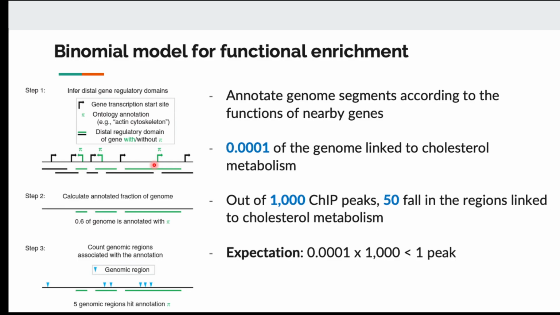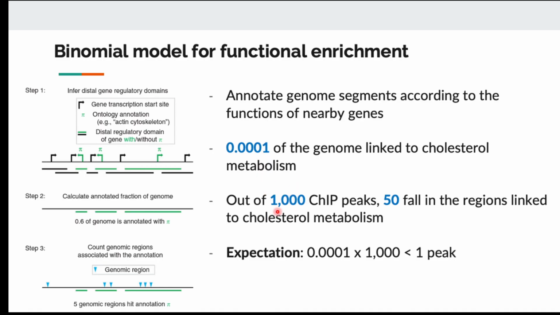So what we can calculate from this type of annotation, where we work backward from the gene, is which fraction of the genome is going to regulate cholesterol metabolism. The combined length of these green regions compared to the entire genome is the fraction of the genome that regulates cholesterol metabolism. At least this is our estimation. So let's say we estimate that cholesterol metabolism genes are linked to 0.0001 of the genome in terms of base pair.